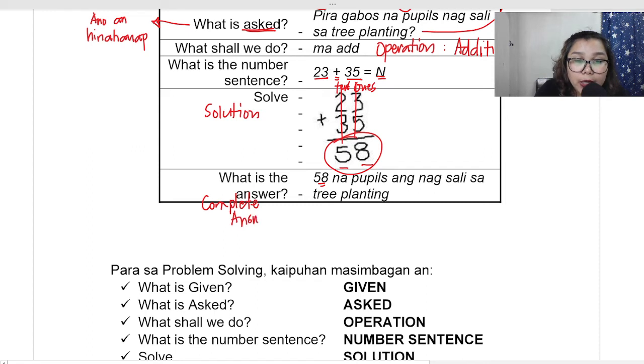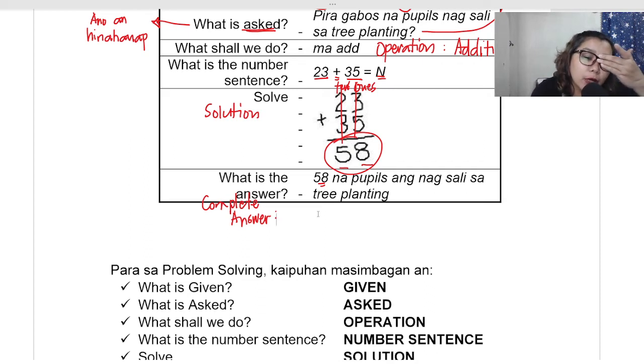If you notice, dapat starting from the first question, tama na. Kasi para ang mga susunod pa, it will be correct. And then ending, reaching to an answer or the solution for that word problem.